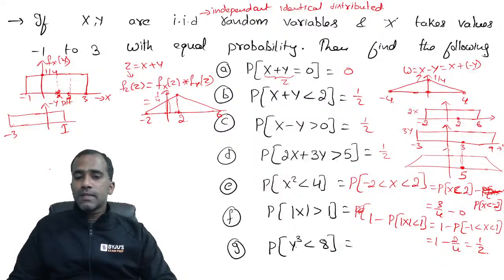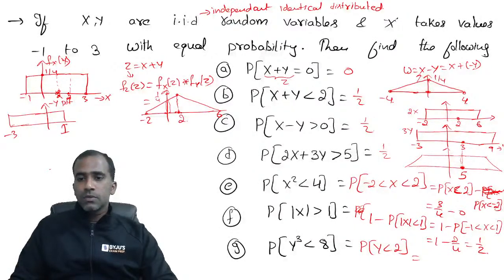Probability of y cube less than 8. If you want y cube to be less than 8, definitely y should be less than 2. For all values of y less than 2, y cube will be less than 8. So you just need to find the probability of y taking values less than 2. x and y have the same PDFs. In the y PDF, find the area from minus infinity to 2, which is again 3 by 4.